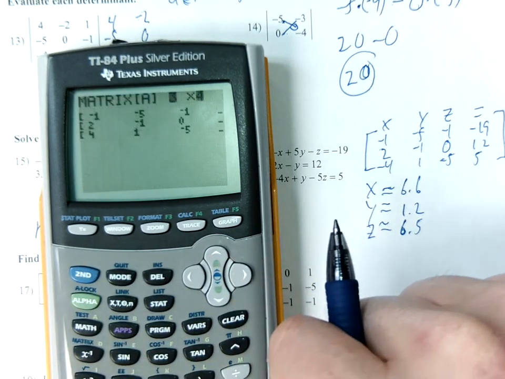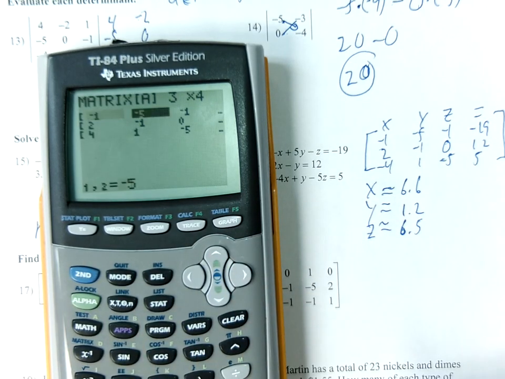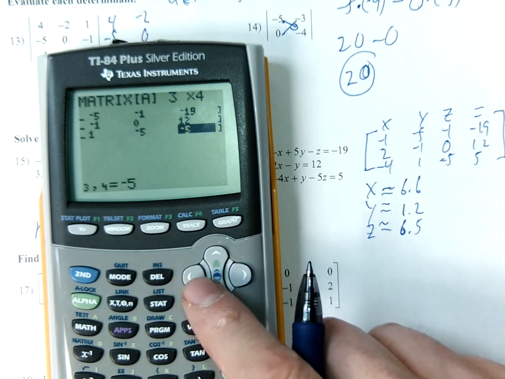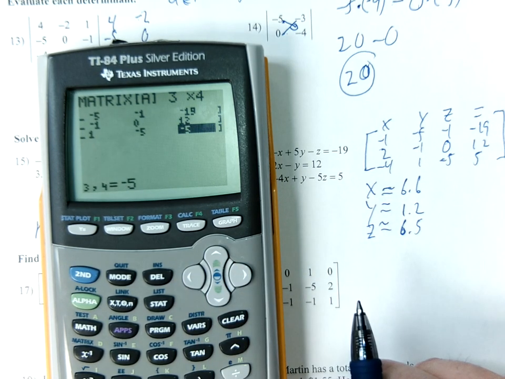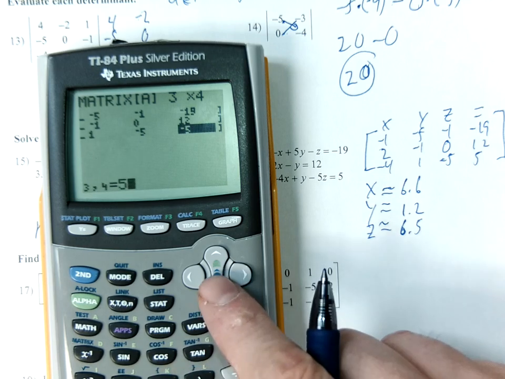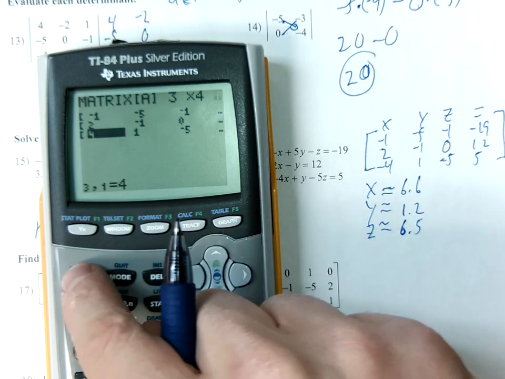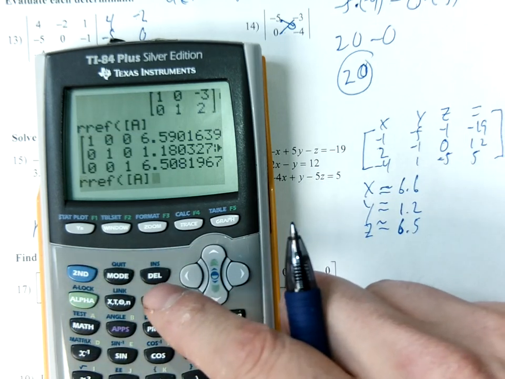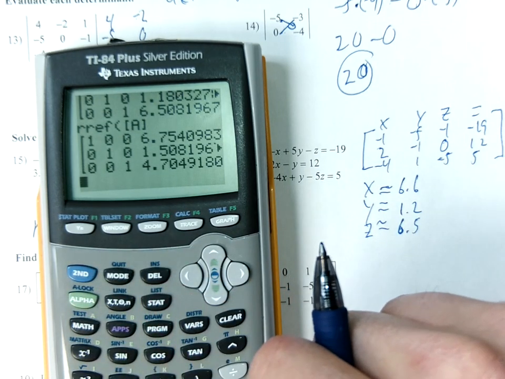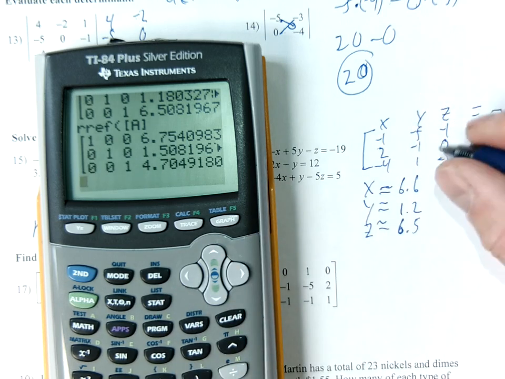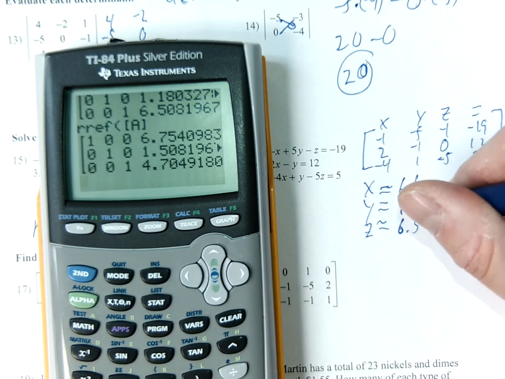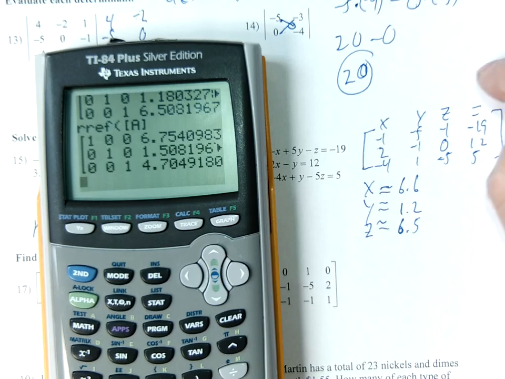Check your work, make sure you type everything in right. I mean, if you don't type the things in right, you're going to get the wrong answer. I put negative 5 at the bottom there. So there's one of my mistakes. I thought this ended up being an integer. So let's see if it does now. Nope. So that makes it 6.7, 1.5, and 4.7. So you can see how it changes.